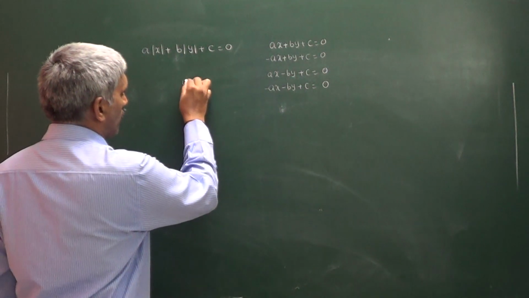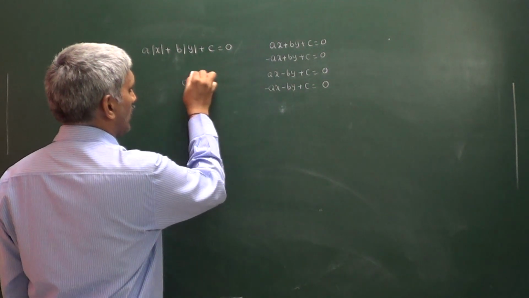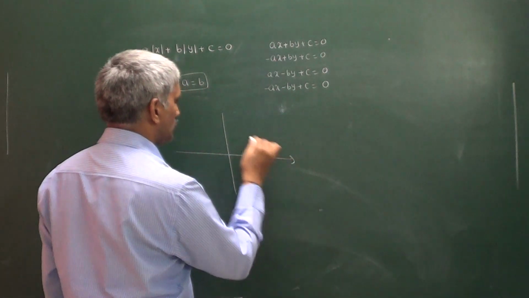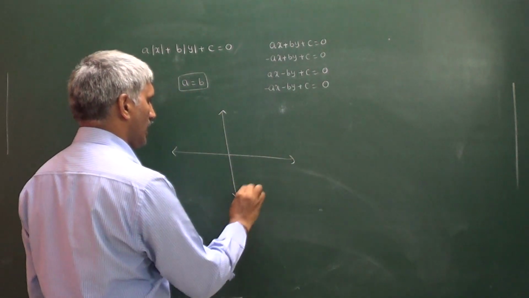If the value of a and the value of b are equal, a is equal to b, then those 4 lines always form a square.